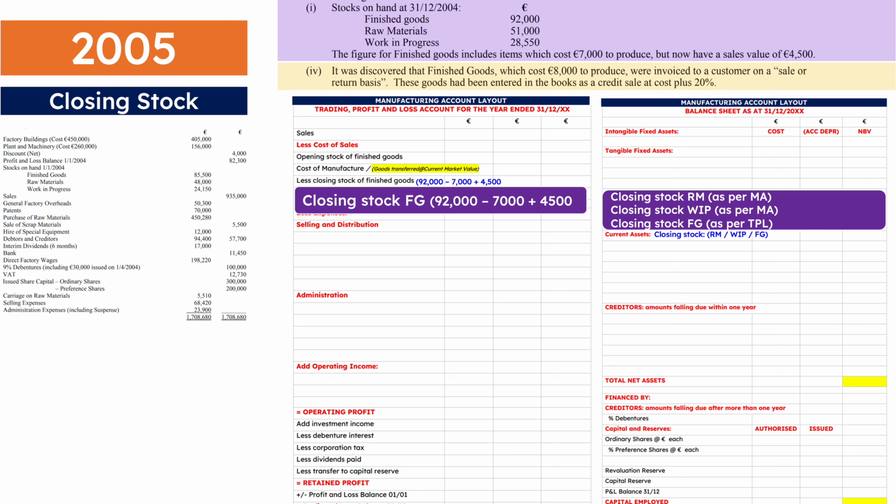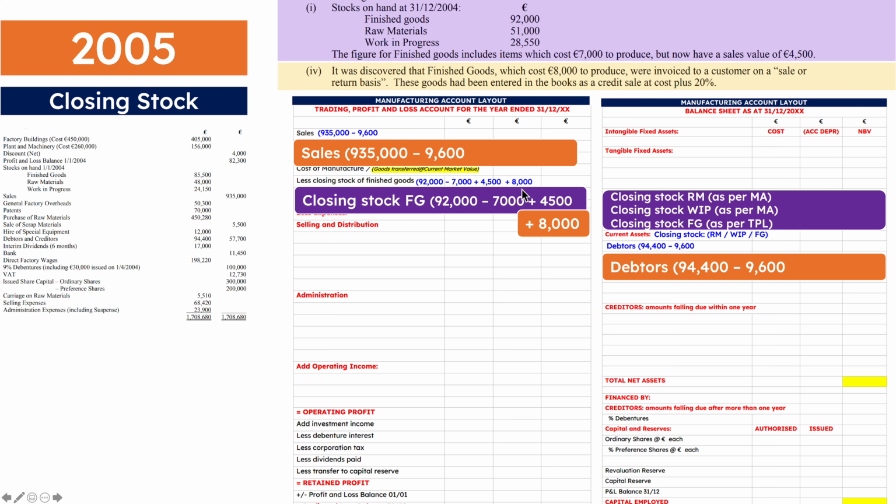They have started to mention 31st to the 12th in the newer manufacturing accounts, but this was a sale or return which was incorrectly treated as a credit sale, and we just need to rewind the credit sale. So 8,000 to produce, so that is the cost price. So we're going to add 8,000 back to the closing stock of finished goods. So 8,000 to produce, multiply that by 120% to get the selling price. So we're going to minus from the sales and the debtors the 9,600. Okay, so that is that done.